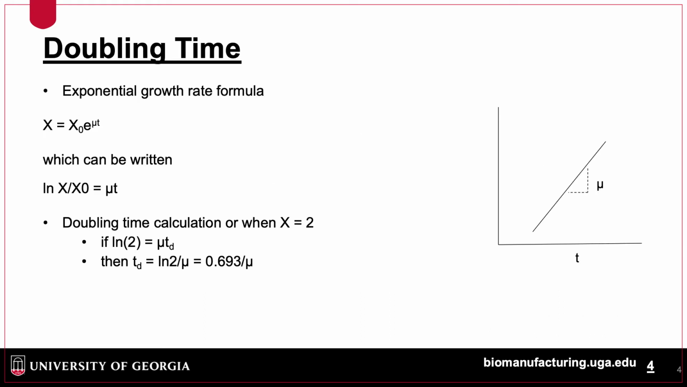To better understand the growth characteristics in culture, doubling time can be calculated according to the formula shown, where the initial cells increase by the factor e to the mu t, where mu is the specific growth rate and t is time. The doubling time can be calculated if mu is known using the formula doubling time equals the natural log of 2 divided by mu.